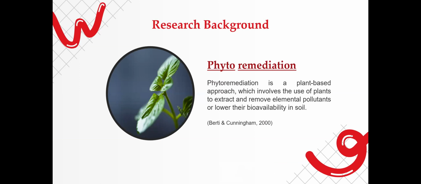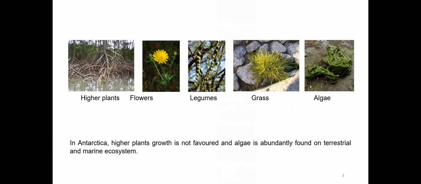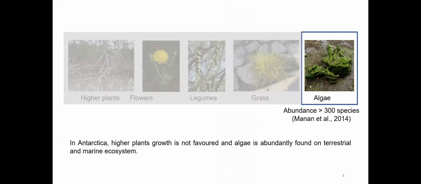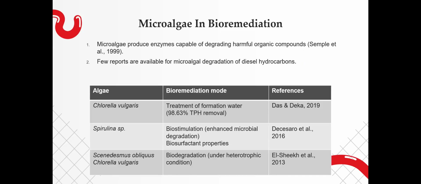As my colleagues have presented on bioremediation using microbes, I'll be using algae as my remedial agents. Phytoremediation usually involves higher plants, which have evolved more complicated structures such as a vascular system, roots, and leaves. However, in Antarctica, higher plant growth is not favored, and algae are abundantly found in terrestrial and marine ecosystems. Studies on phytoremediation using microalgae mostly focus on heavy metals and other inorganic pollutants in temperate regions. Only a few studies have been reported on hydrocarbon removal, and no research has been conducted on Antarctic algae.